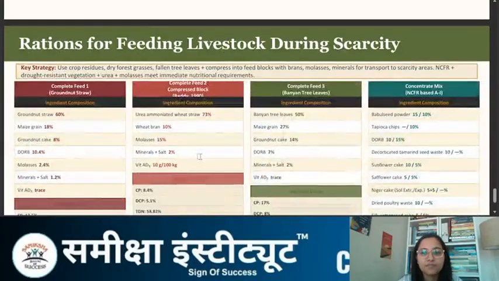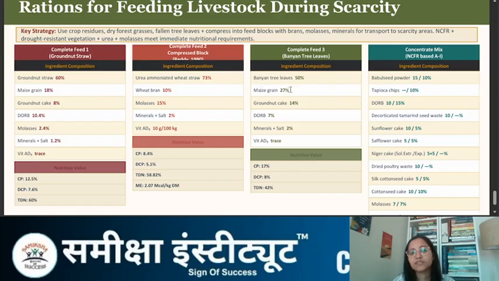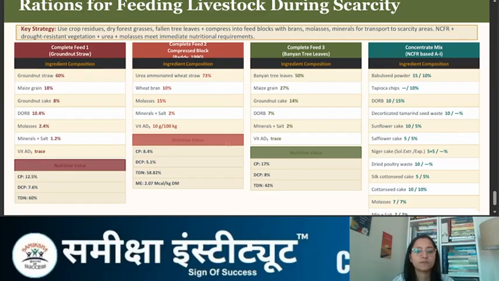Then these are the basic rations formulated for feeding during scarcity conditions, okay. You can refer to them. So groundnut straw, maize grain, groundnut cake, de-oiled rice bran. Then in the case of urea, ammoniated wheat straw, wheat bran, molasses, mineral salts. Then banyan tree leaves, maize grain, etc. So these are the basic examples of rations that can be formulated and fed to the animals during scarcity conditions.